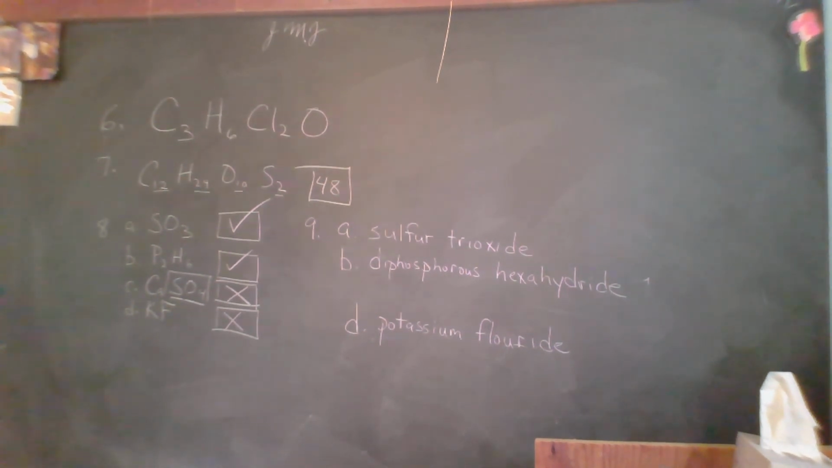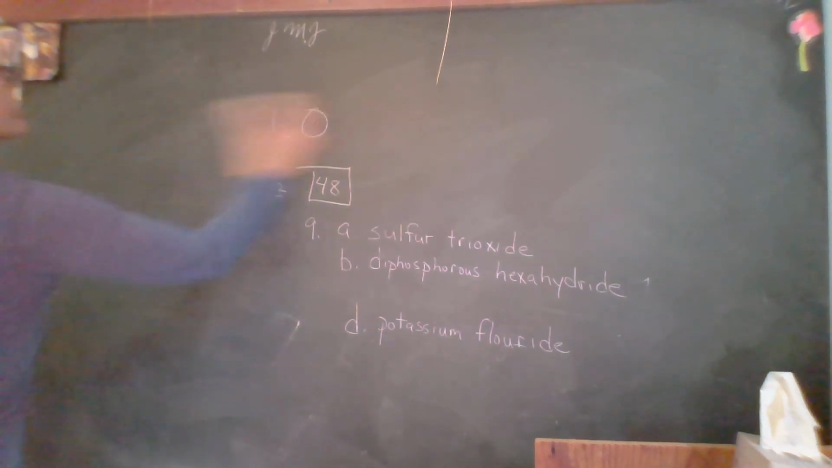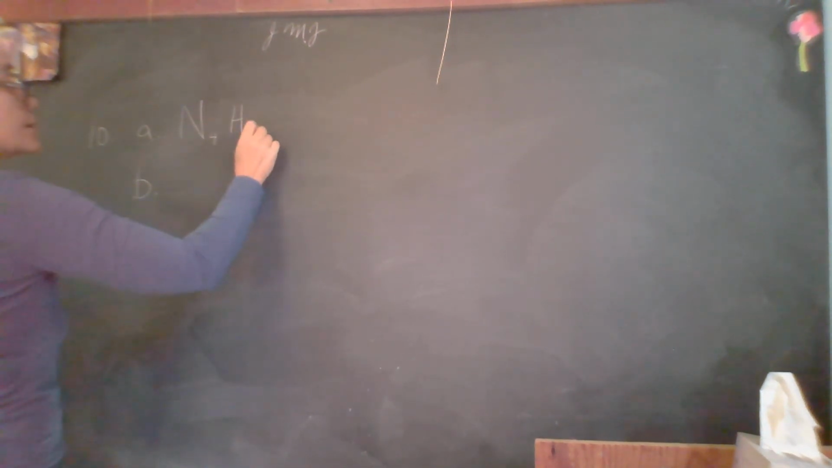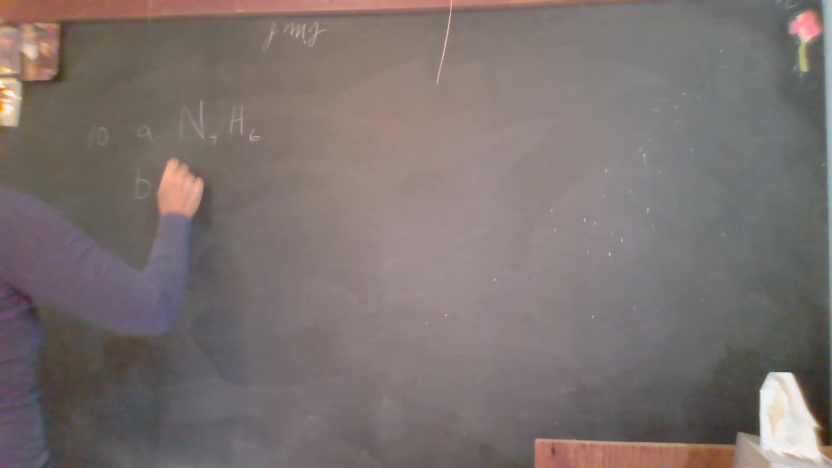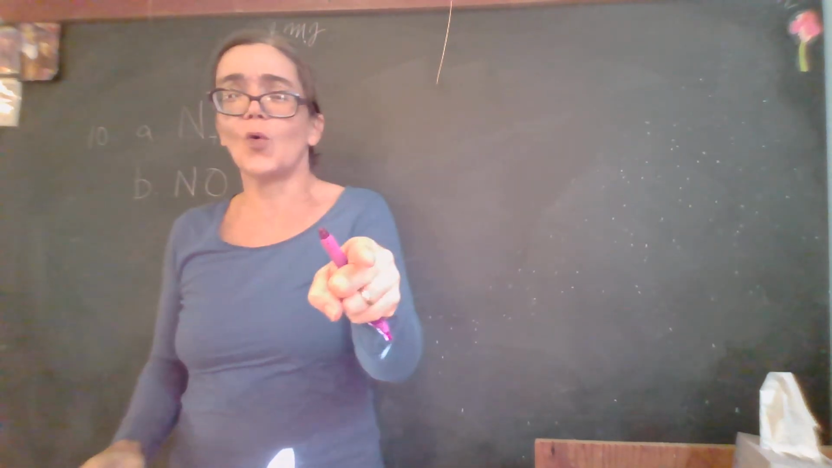Number 10. What are the chemical formulas for the following compounds? Chemical names get pretty awesome. Tetranitrogen hexahydride. Okay, so that's tetranitrogen. I'm going to write an N for nitrogen. N4H6. That's right. Hexa. Okay, nitrogen monoxide. This one's boring. That's just NO. Okay, we're done.